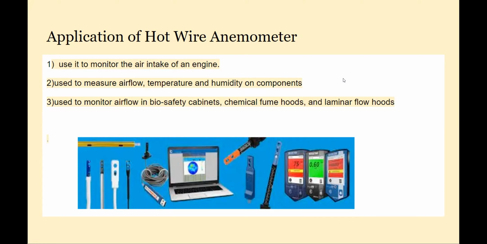And the last one is used to monitor airflow in biosafety cabinets, chemical fume hoods, and laminar flow hoods. It is used in pharmaceutical and laboratory environments, where the hot wire anemometer is a method of ensuring safety and compliance with regulation design, so it will protect the workers who work there.